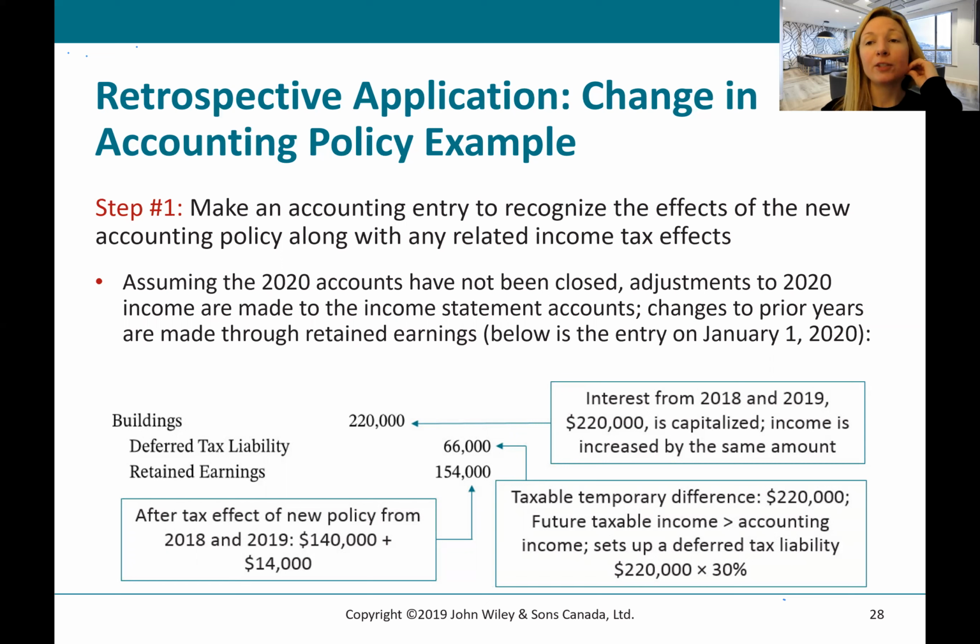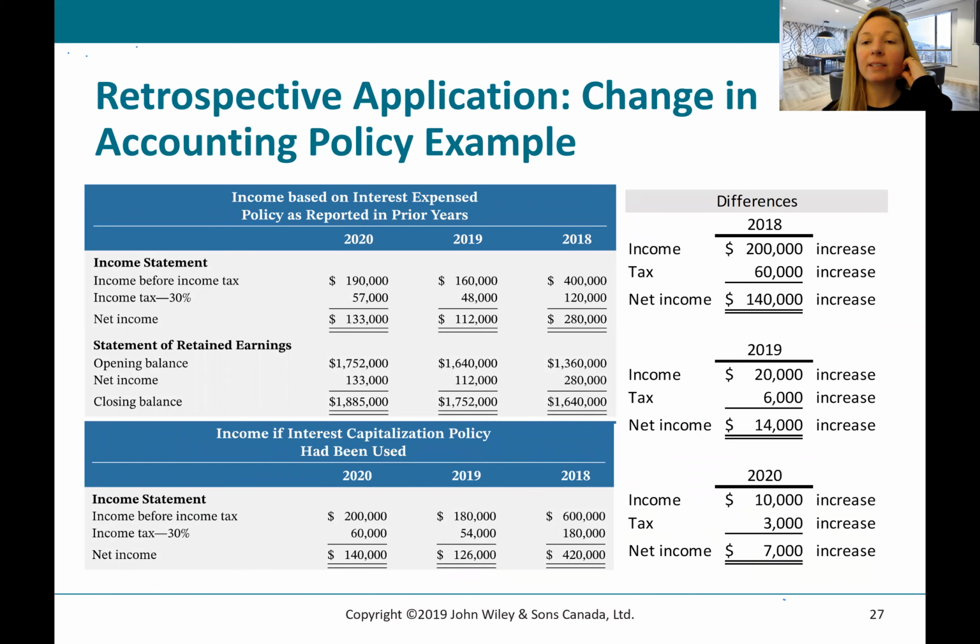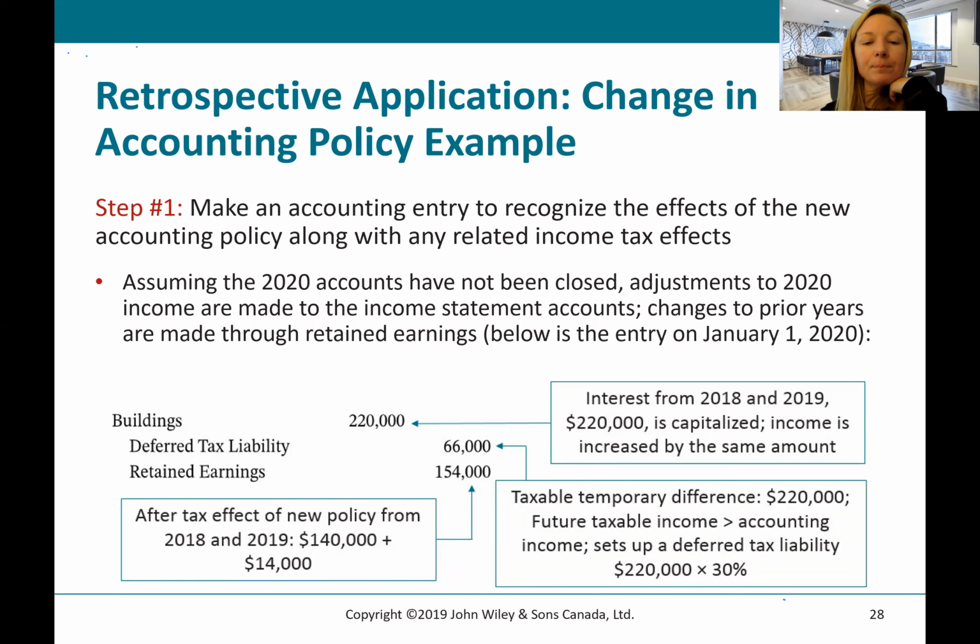So we've taken the 220,000 and multiplied it by the 30% tax rate to get ourselves the deferred tax liability of 66,000. The other way you could have gotten that amount in this question is simply by adding up in the differences column on the far right-hand side the tax effect of each of the 3 years, or of the first 2 years, because 2020 we're dealing with in the current income statement. That would also have got you the 66,000. And then the difference between the 220 and the 66 is going to go through our retained earnings.